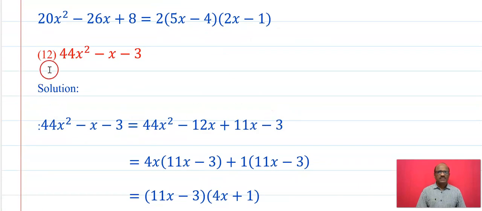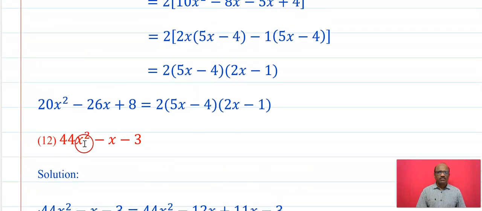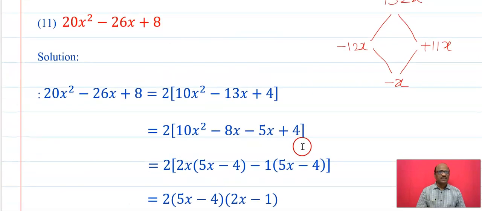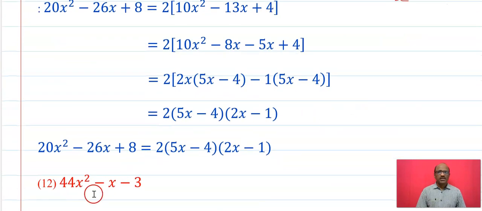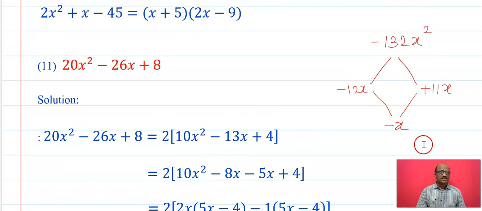Now the next is 44x square minus x minus 3. Again the product of 44x square and minus 3, that is minus 132x square. What about the middle term? Middle term is minus x. Which two numbers have product minus 132x square and sum minus x? Those two numbers must be close, with a difference of 1.